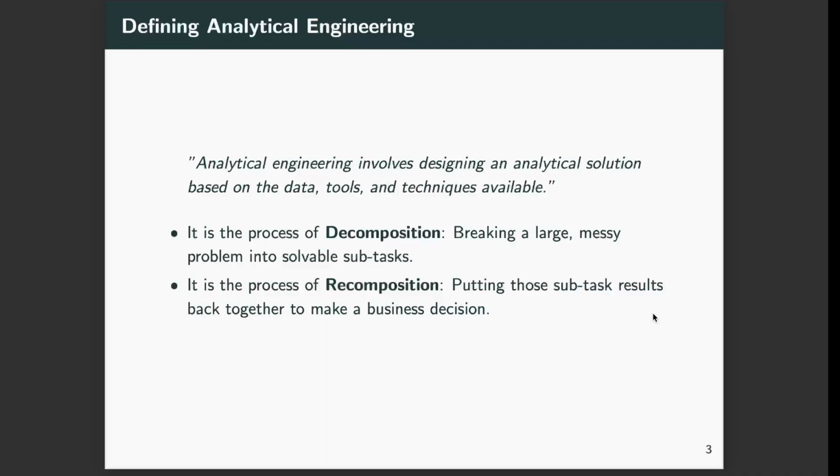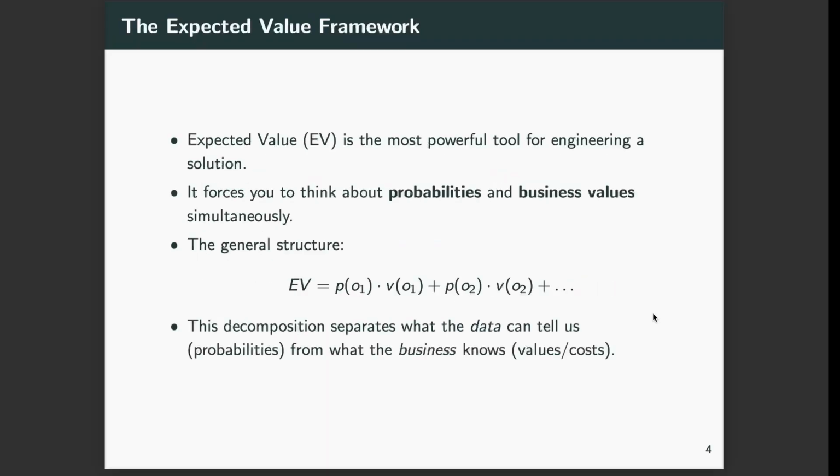Decomposition breaks the problem apart. Recomposition puts it back together. These two processes, working together, are the essence of analytical engineering. Keep them in mind throughout everything we cover today. Now I want to introduce what I consider the single most powerful tool in the analytical engineer's toolkit, the expected value framework. Once you understand this framework, you will find yourself applying it to almost every business problem you encounter. It is that broadly applicable.